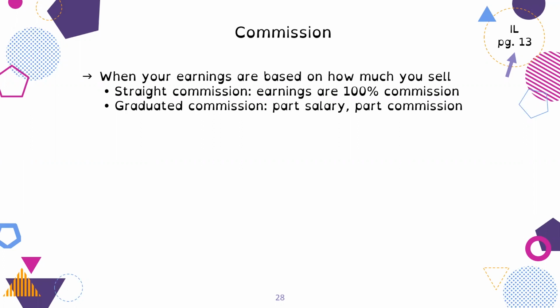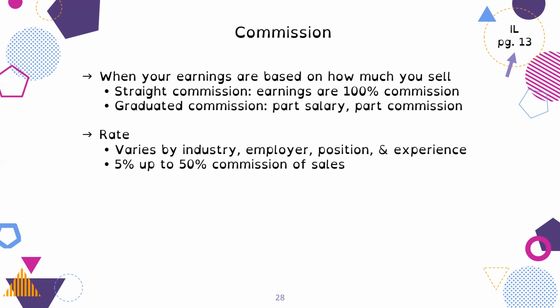Whereas graduated commission, you get part salary and part commission. So it's like you have a base wage of, I don't know, $100 a week, and then you get commission on top of that as well. So the rate really varies by industry, by employer, by the position, by the experience. So there isn't a standard. It really changes depending on the situation. But generally it's between 5% up to 50% commission of the sales. So that is how you figure out what chunk of what you sell is for the person who sold it.